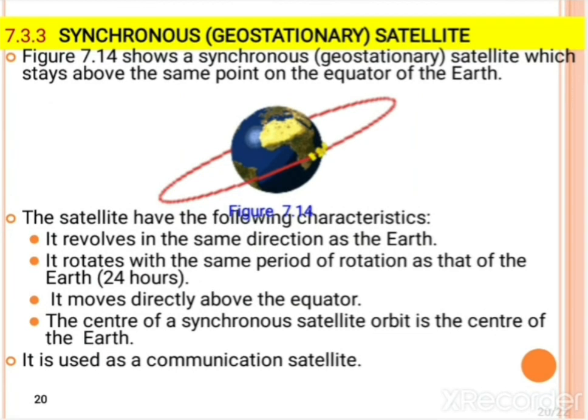For subtopic 7.3.3, synchronous or geostationary satellite. Okay, the satellite has the following characteristics. What is a geostationary satellite? First, it revolves in the same direction as the Earth. Number 2, it rotates with the same period of rotation as that of the Earth, 24 hours. Number 3, it moves directly above the equator. Number 4, the center of the synchronous satellite orbit is the center of the Earth. It is used as a communication satellite.